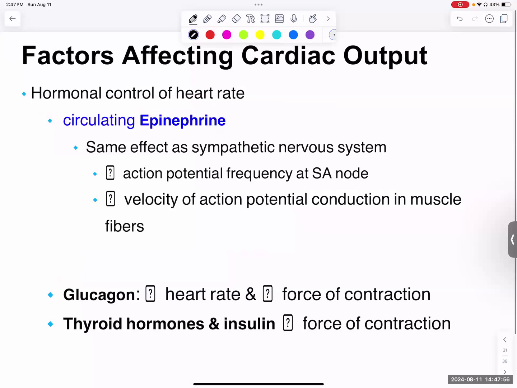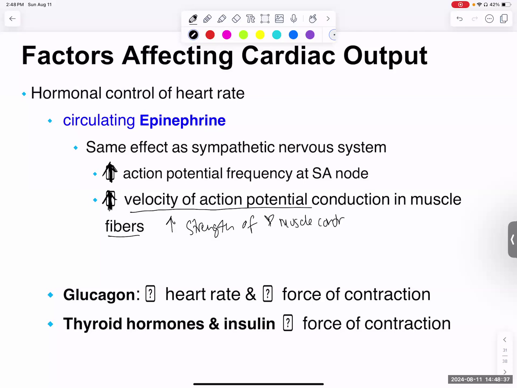Factors affecting cardiac output. Here's where hormonal control factors in. Epinephrine, norepinephrine are neurohormones released by the adrenal medulla, but controlled by the hypothalamus. So it's kind of part nervous, part endocrine. Circulating epinephrine has the same effect as the sympathetic nervous system. It's going to increase action potential frequency at the SA node. And at the heart muscle directly, it increases the strength of heart muscle contraction. So both of these are going to increase cardiac output, increasing heart rate and increasing stroke volume.